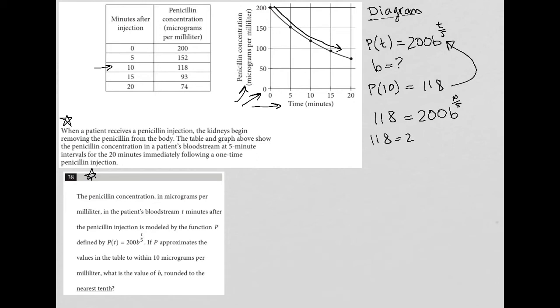118 equals 200 B to the second power because 10 divided by 5 is 2. I can then divide both sides here by 200. So I throw that into my calculator and I get 0.59 equals B squared. And then I square root both sides here, and I get B is equal to 0.7 something, but it wants me to round B to the nearest tenth, so that's going to actually be a 0.8. So there's a solution for me.